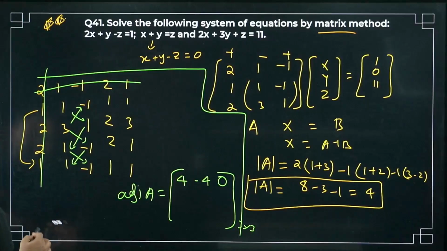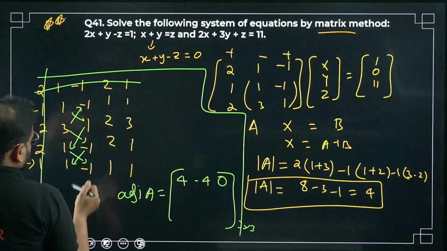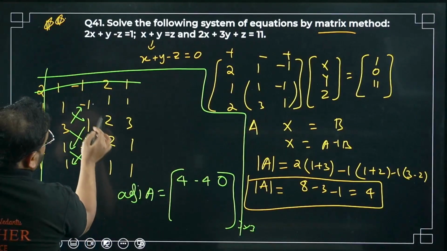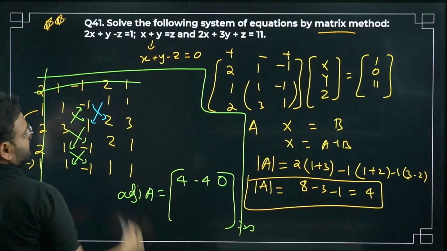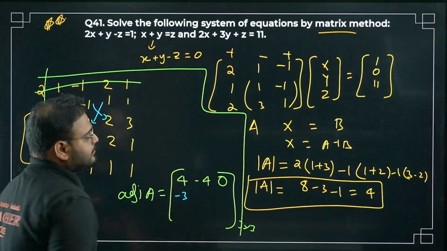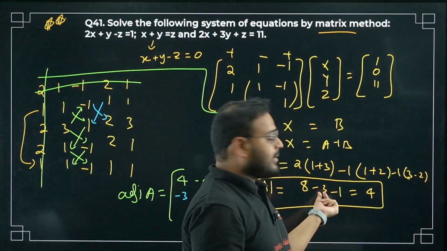Okay, 1 second, give me. Okay, for the second row, we're going to use this. Please check. 2 into minus 1, how much is that? Minus 2 and minus 1 becomes minus 3. Same thing is over here as well, minus 3. Please check. 2 plus 1 is 3 with a minus sign, so minus 3.